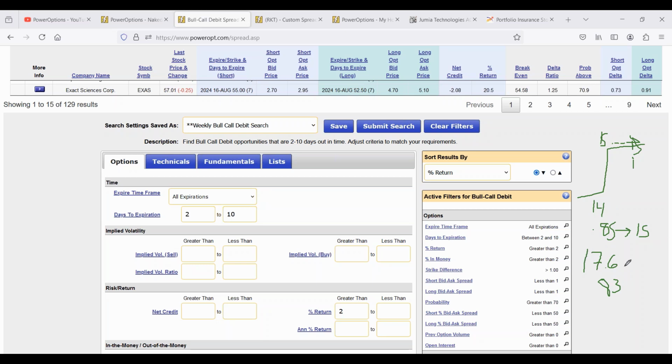But that again is essentially a 7-to-1 risk-reward ratio, 6-to-1 really. So I'm risking 90 to make 15. So we're at about a 5.75 to 1 risk-reward ratio. You said you're looking for maximum benefit versus lowest cost. Okay, 17.6% return with an 83% probability. And that is a 6-to-1 risk-reward ratio, roughly.